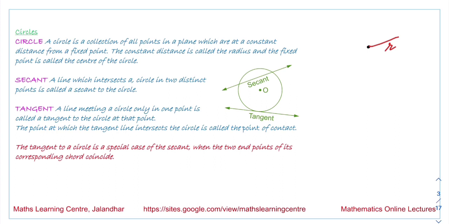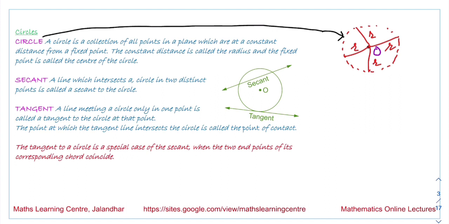From this point we are considering all the points which are at a distance of r units from this fixed point. This is the fixed point O, and this distance is r, this distance is r. We have considered all the points which are at a distance r units from the center O of this circle. The collection of all these points forms a circle.